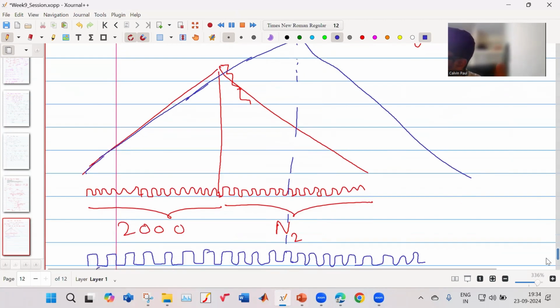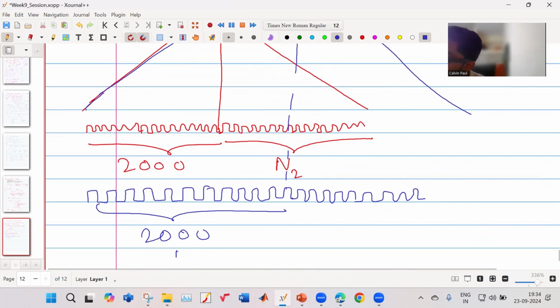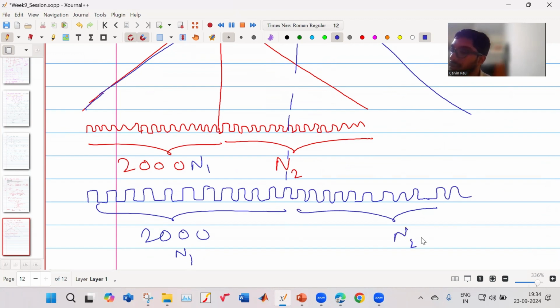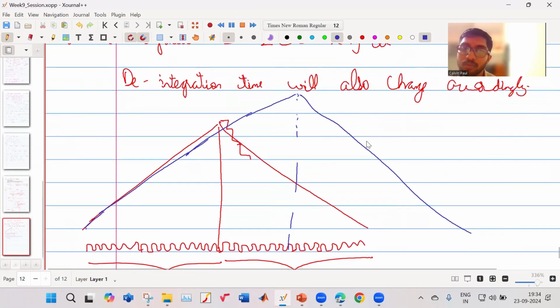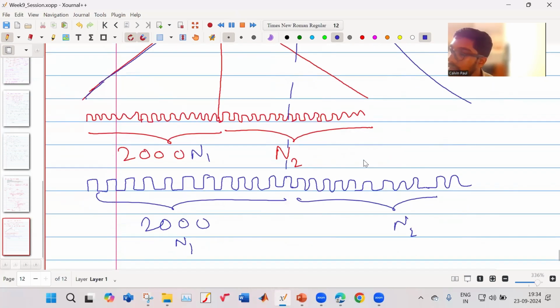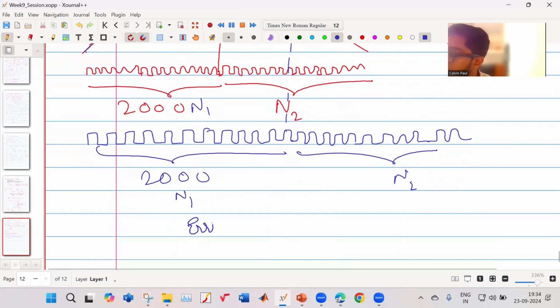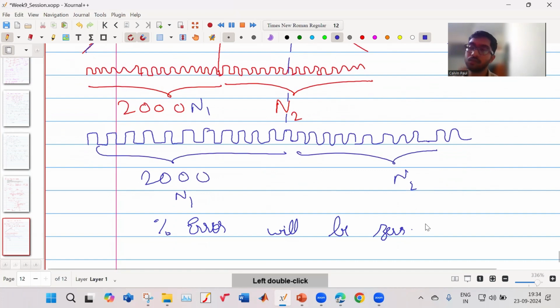So you will notice that if this is your N1, this which you will count will also remain your N2. In both cases, it will be the same. This is the advantage of the dual slope case. And so your percentage error will be 0. The error will remain 0.